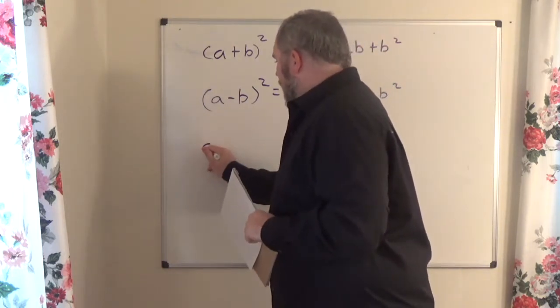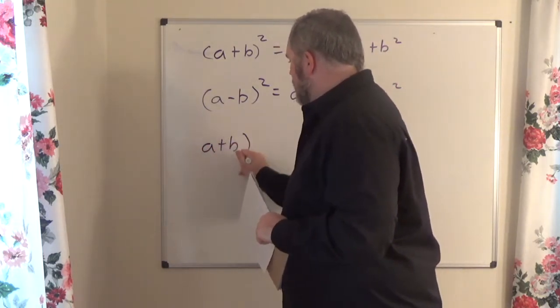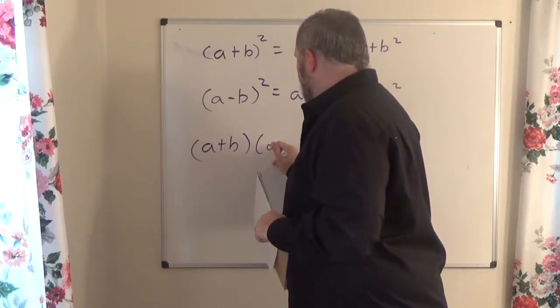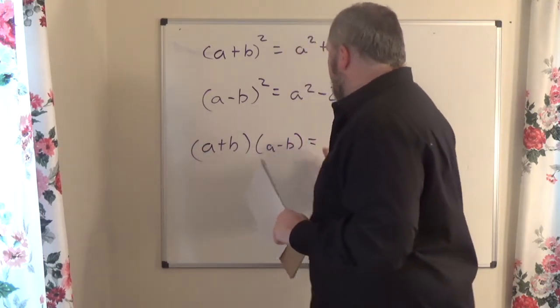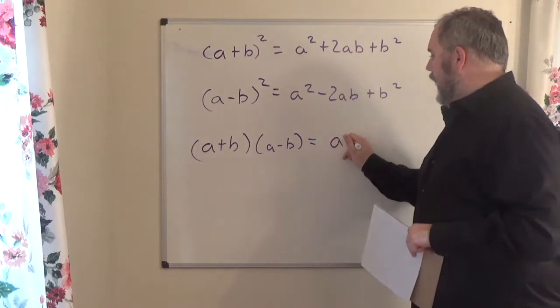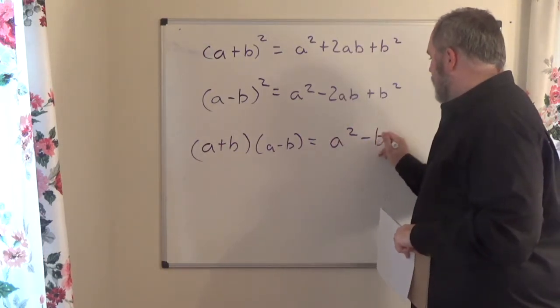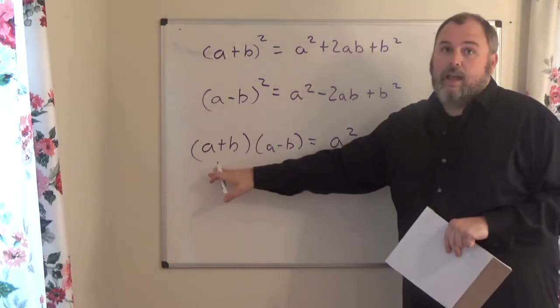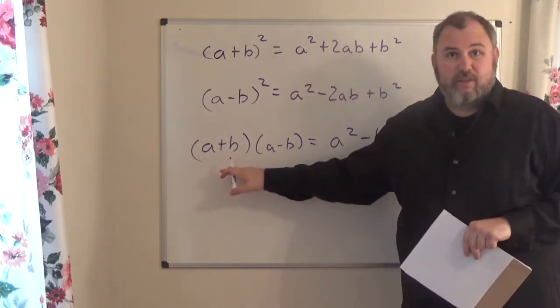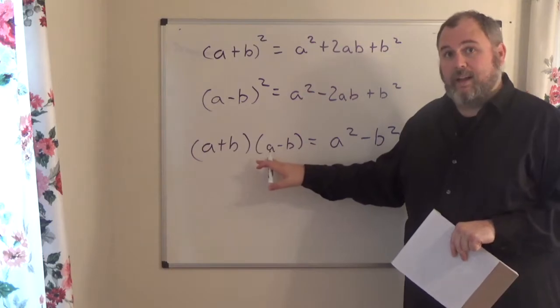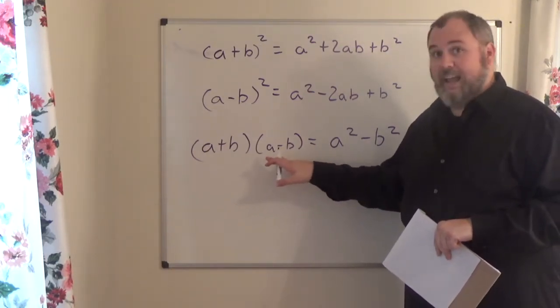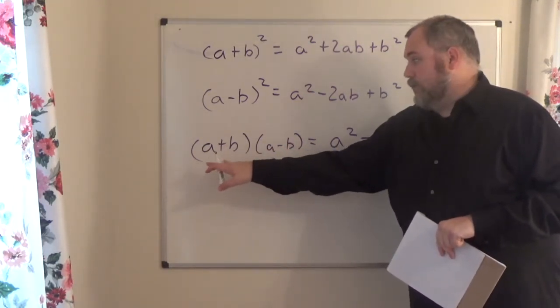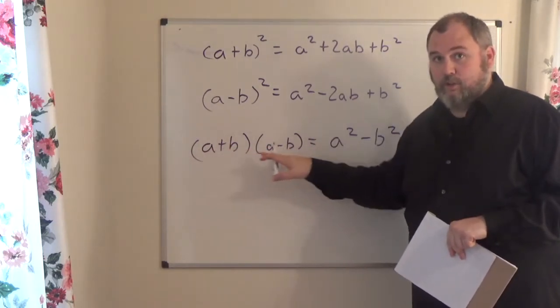Alright, so a plus b times a minus b is equal to a squared minus b squared. Alright, when you see a plus b, whatever those numbers or variables might be, being multiplied by those same things, but instead of adding this time, they're subtraction. So notice that the signs are different between the two.